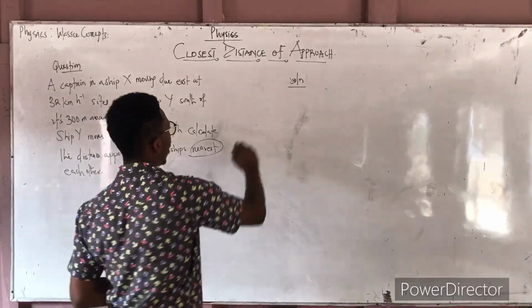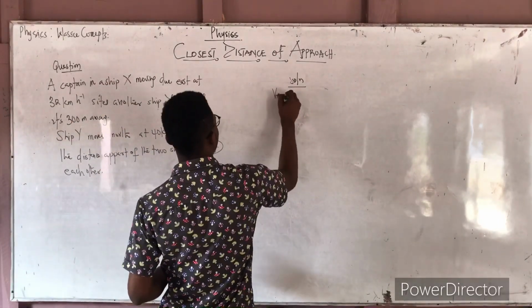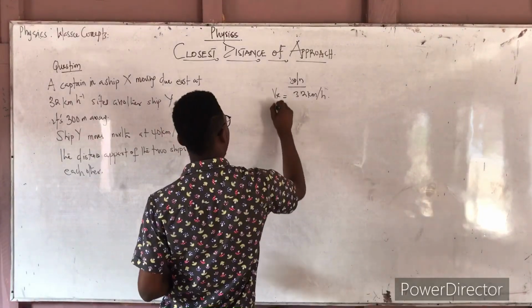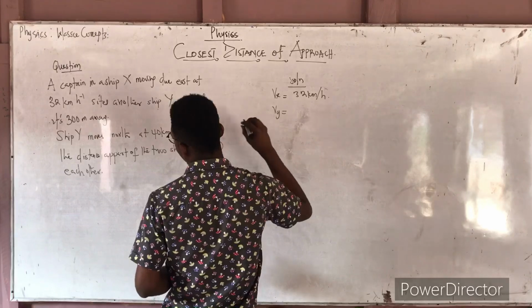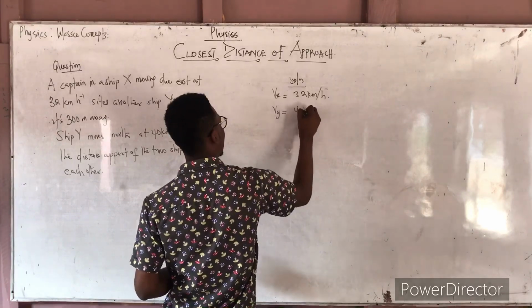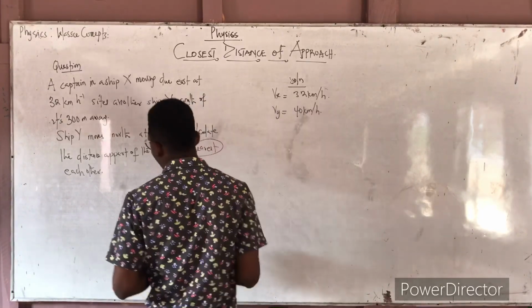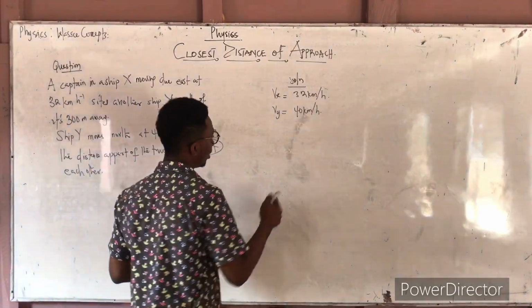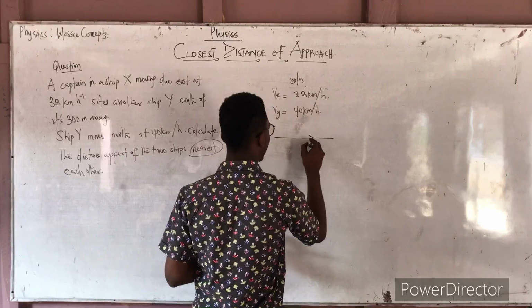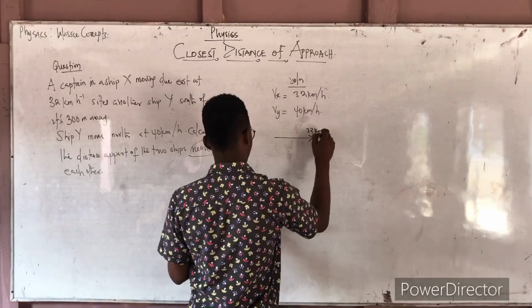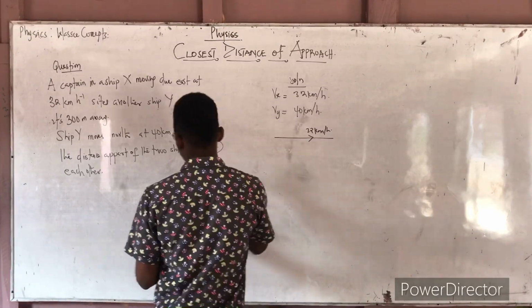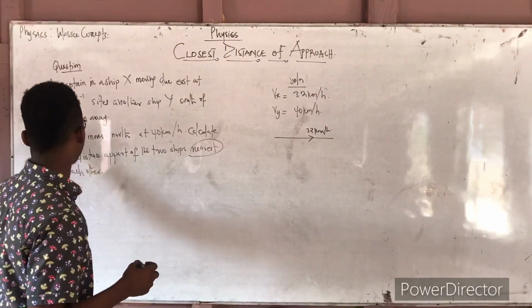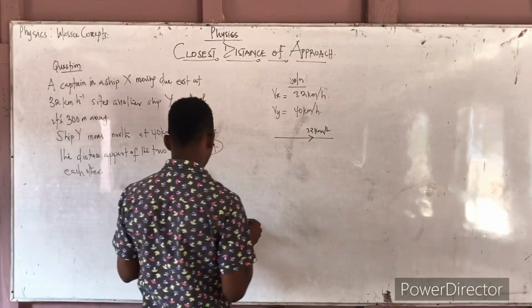Okay, so now the velocity of ship X is 32 kilometers per hour, and the velocity of ship Y is 40 kilometers per hour. Since ship X is moving due east, so now let's draw it. The ship X is moving due east with 32 kilometers per hour, and ship Y is moving due north.